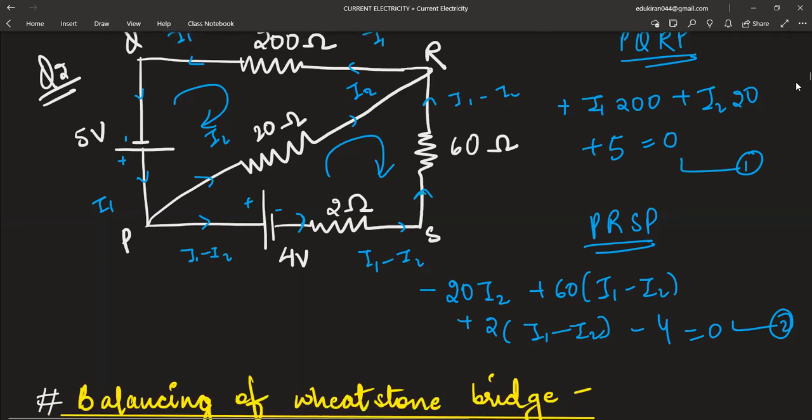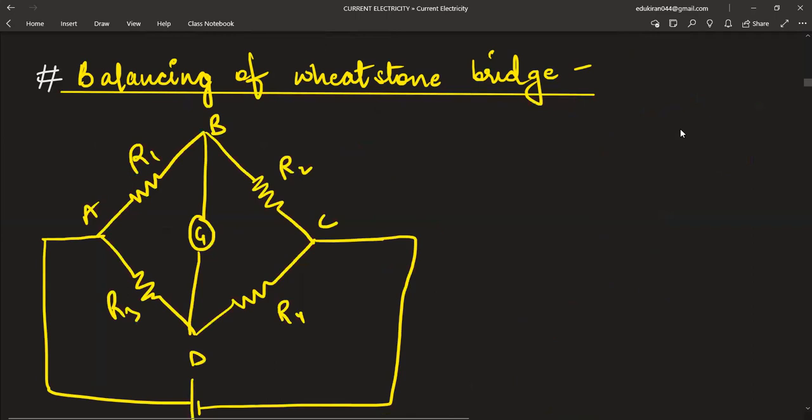Okay, see class, Wheatstone bridge we had discussed when we were discussing capacitor. So I had told you the balancing condition, right? But we didn't do the derivation of the balancing condition. So derivation of balancing of Wheatstone bridge is done through Kirchhoff's law.